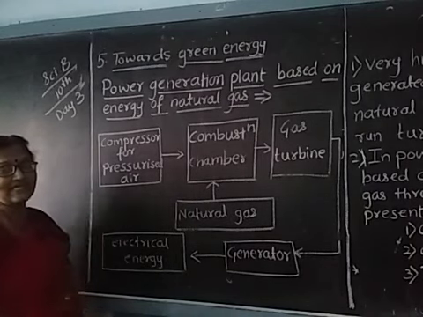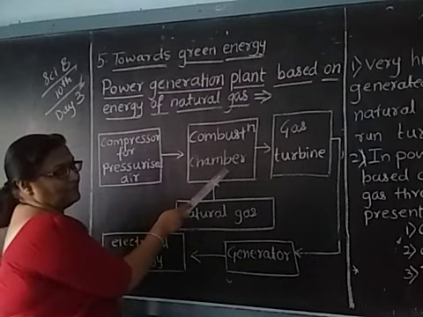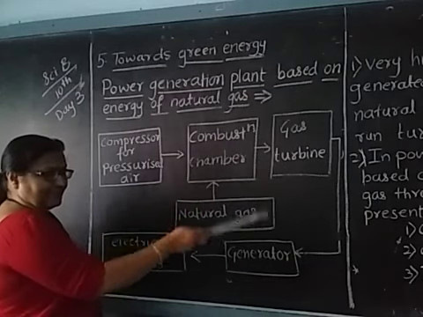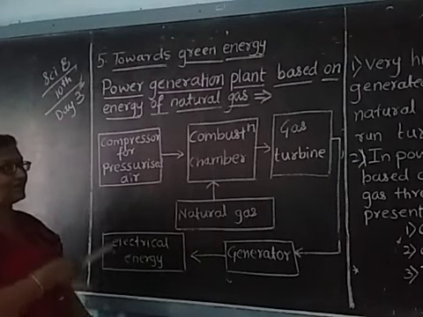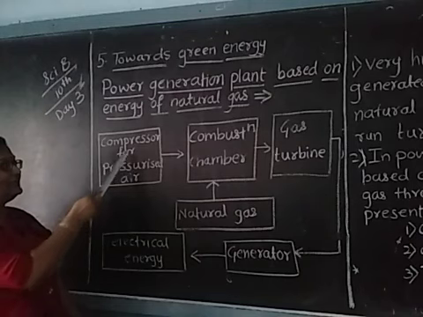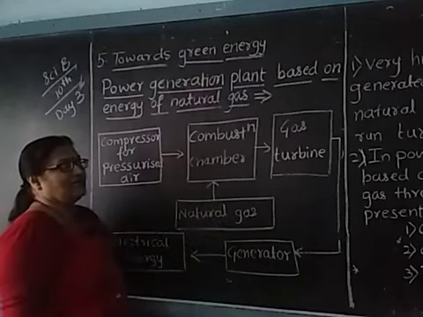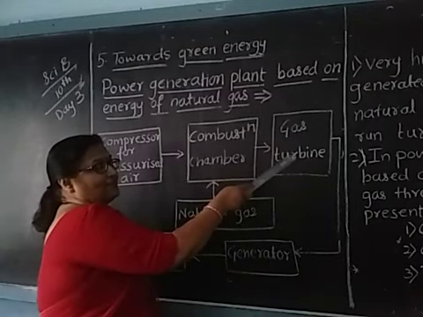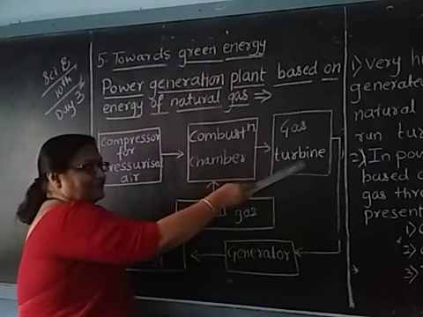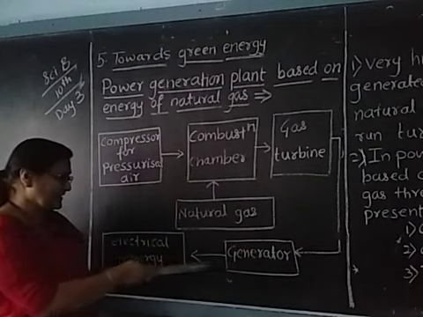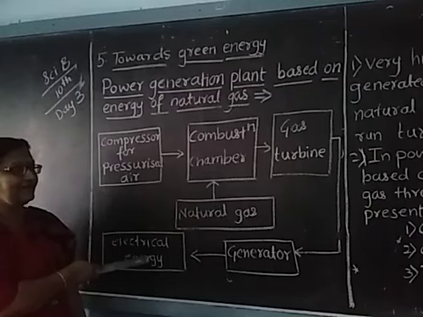Compressor for pressurized air. Now here there is a compressor, there is one chamber, there is a turbine, then there is a generator, and after that we may see the flow chart which is present here. In this compressor the air is pressurized. This is a combustion chamber and the gas turbine, where the gas is allowed to flow onto the turbine. Then that is given to a generator. The generator collects, or you can say produces, the electric energy.